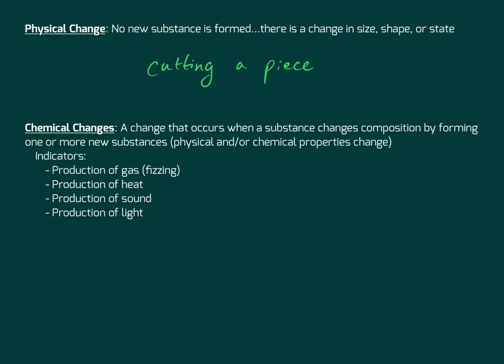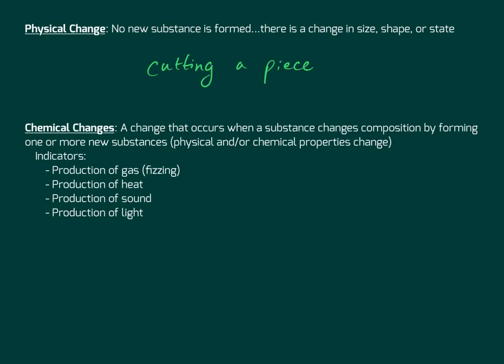Now with chemical changes, these are a little bit more interesting. Chemical changes, we actually get a new substance. And because we have a new substance, that new substance no longer has the same physical or chemical properties that it did before, okay? So a chemical change is just a change that occurs when a substance actually changes composition by forming one or more new substances.